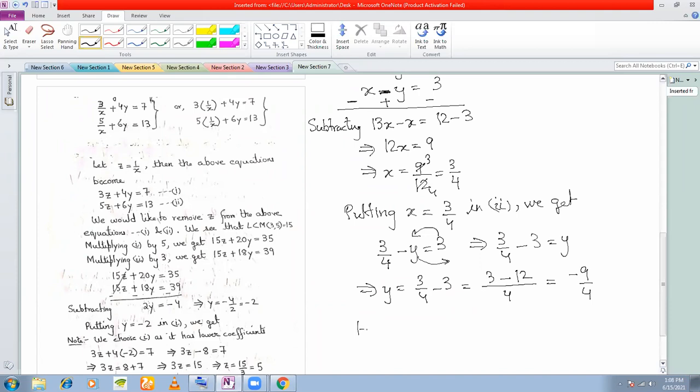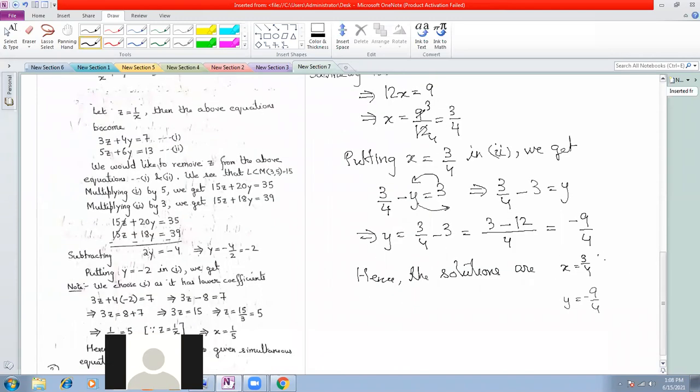So what are the solutions? Hence, the solutions are x is equal to 3 by 4 and y is equal to minus 9 by 4. Okay. So this is what your required solution is by elimination method. Okay. So I'll stop here.